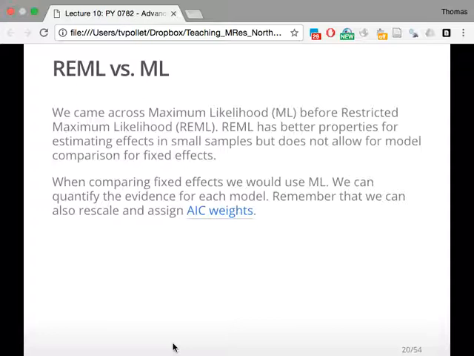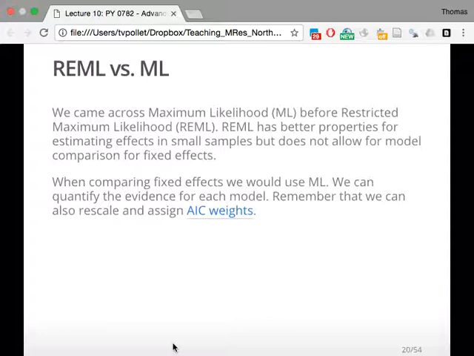Remember also that at one point I told you about AIC weights. We could build many different models, and then we can rescale the evidence and say this model is X times better than this other model. So you might not want to build just one model, but multiple models, and then you can rescale and say the best fitting model is this model, and the other one is this model with like 0.7, 0.3, and then all sorts of comparative evidence.